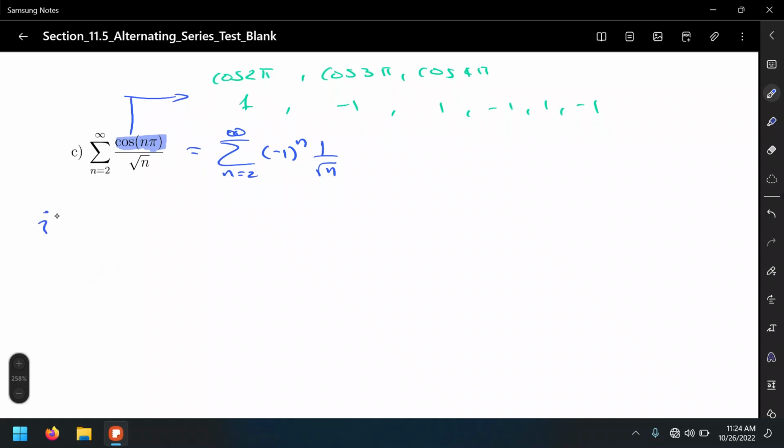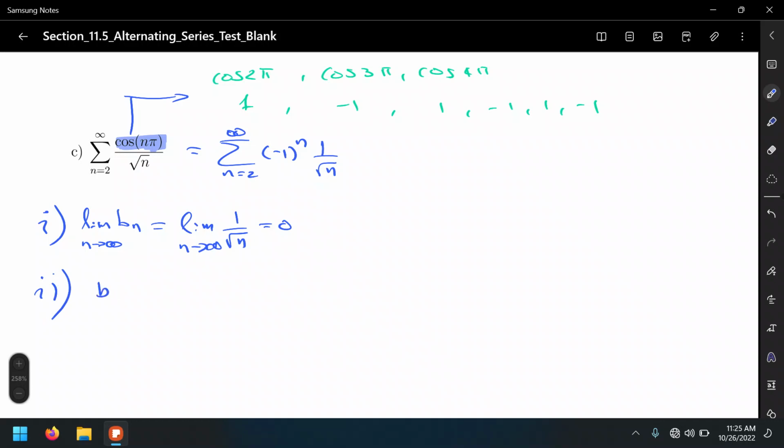So number 1, or letter I, that's the limit of b sub n as n approaches infinity, which is the limit of 1 over the square root of n, as n approaches infinity. All right. What is that limit equal to? 0. So the first condition is satisfied.